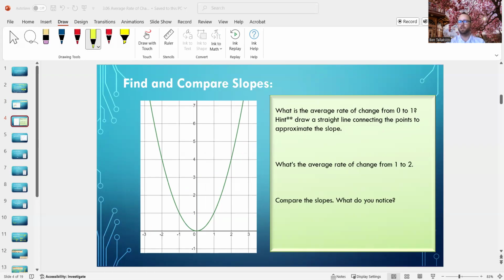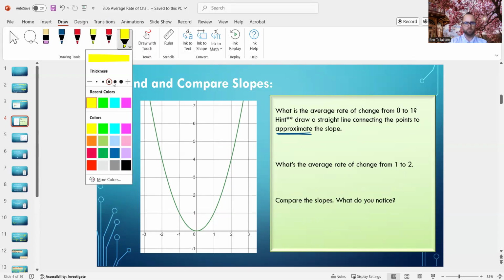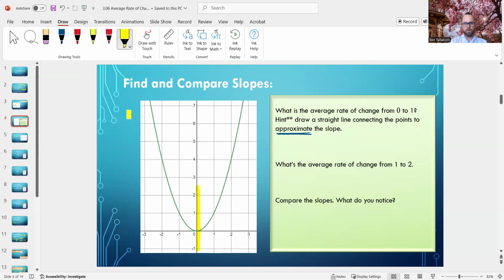Now we have a parabola, and we never really talk about slope of parabolas in this class, do we? And that's because it's more of a calculus topic if you wanted to find the actual slope. But today we are going to approximate because this is algebra 2. Okay, and we want to approximate the average rate of change from 0 to 1. So between 0 and 1, what is the approximate slope of this little curved line?